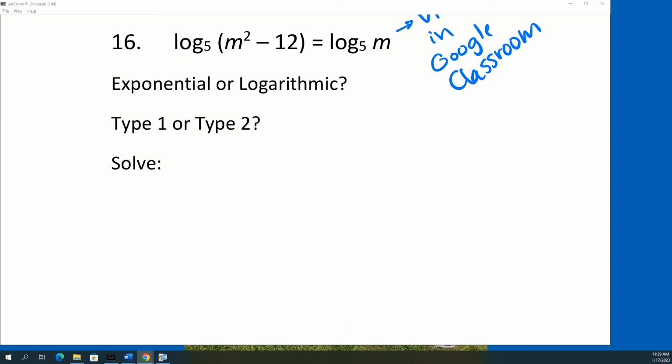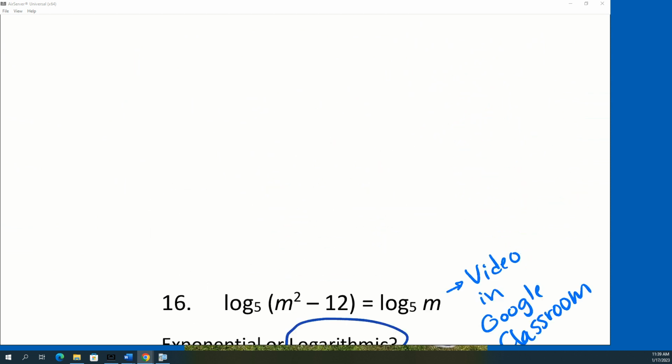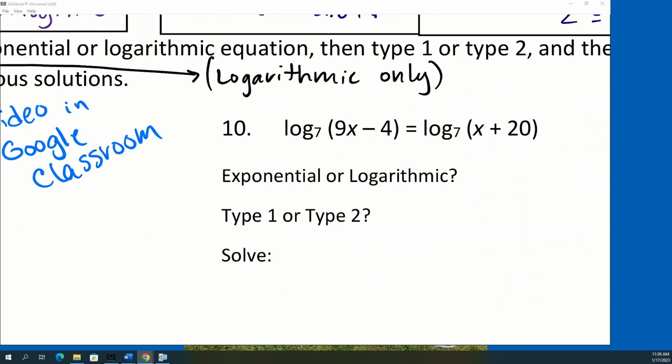So in number 16, we want to determine if this is exponential or logarithmic. Because you see log in the original equation, it's a logarithmic equation. And then to determine if it's type 1 or type 2, let me scroll.